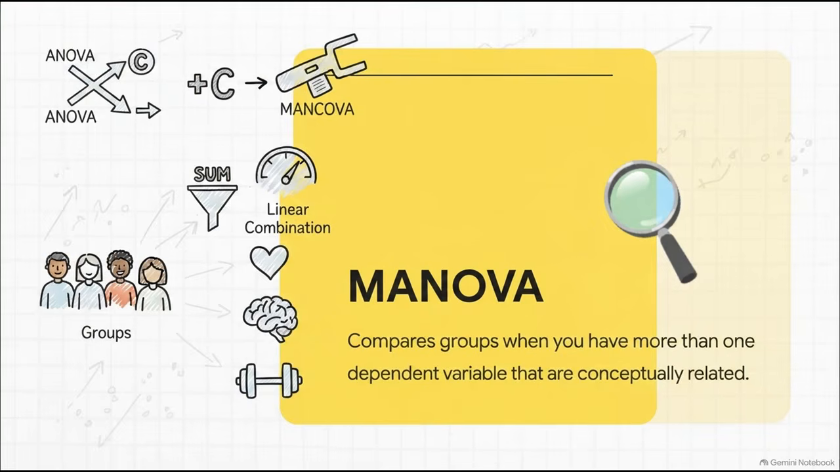Moving right along to Section 4, MANOVA, Managing Multiple Outcomes. You step up to MANOVA, which stands for Multivariate Analysis of Variance, when your study involves more than one dependent variable. And importantly, those variables are conceptually related. What MANOVA does behind the scenes is actually kind of brilliant. It creates a brand new summary dependent variable, which is a linear combination of your original variables, and tests that combined outcome across your groups. And by the way, quick pro tip, if you ever need to do this while also controlling for covariates like we just talked about, you'd use a MANCOVA, which combines both concepts into one super tool.